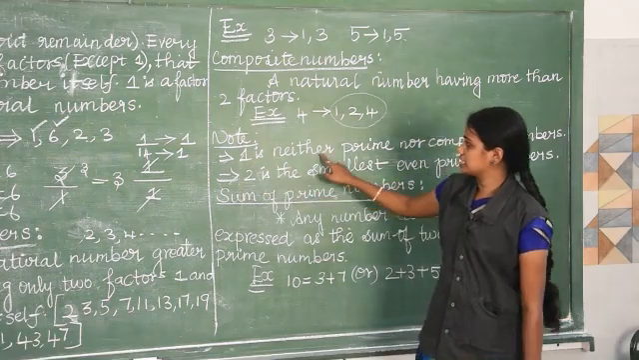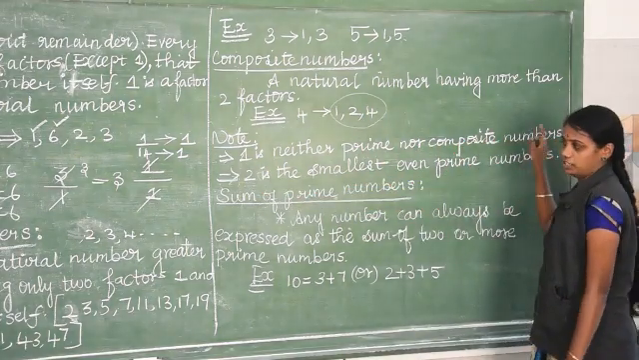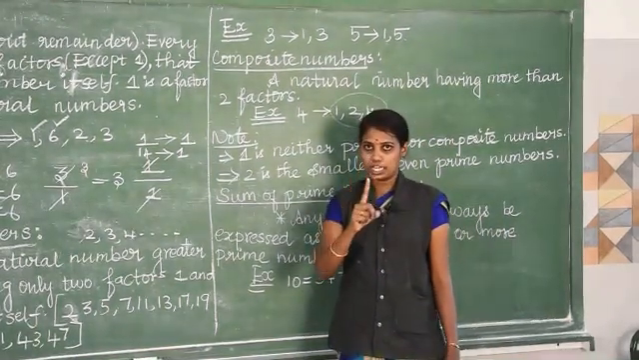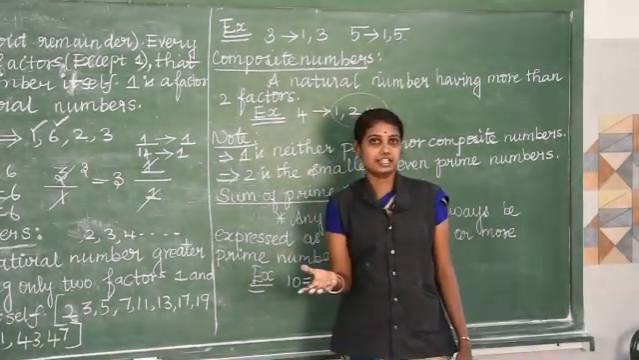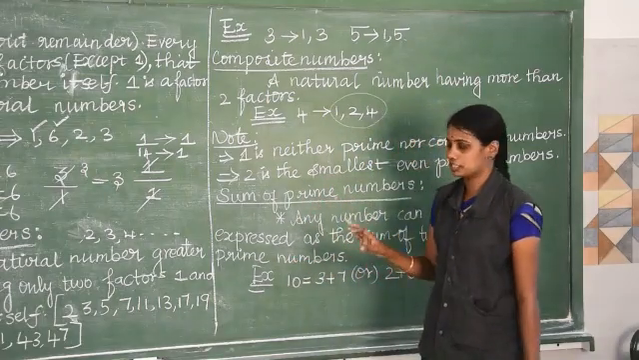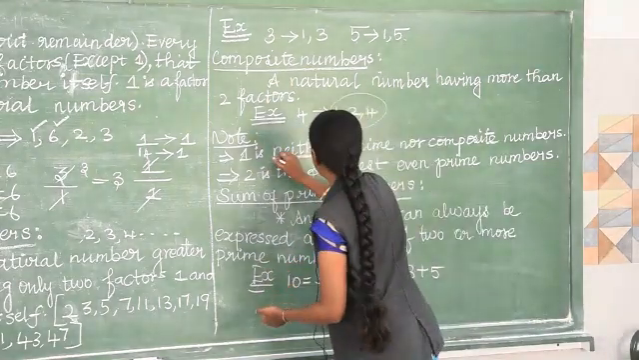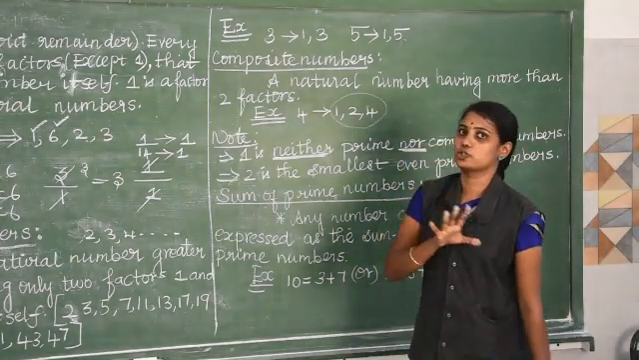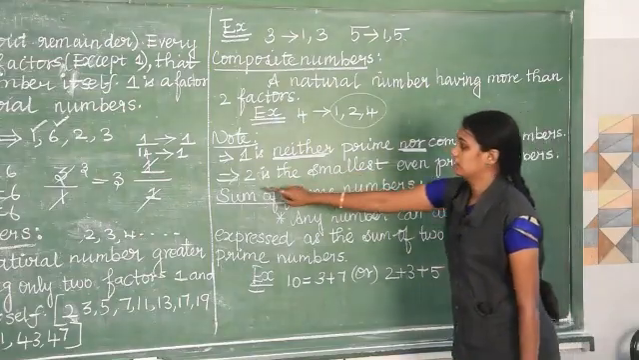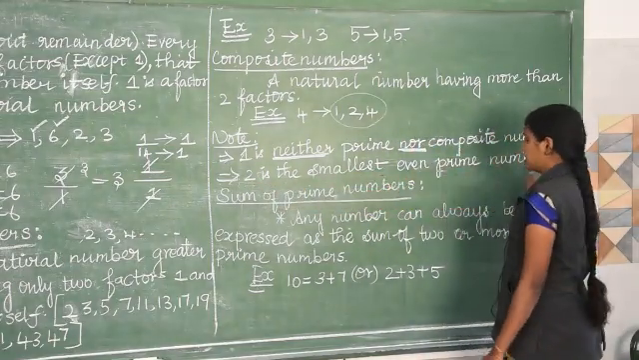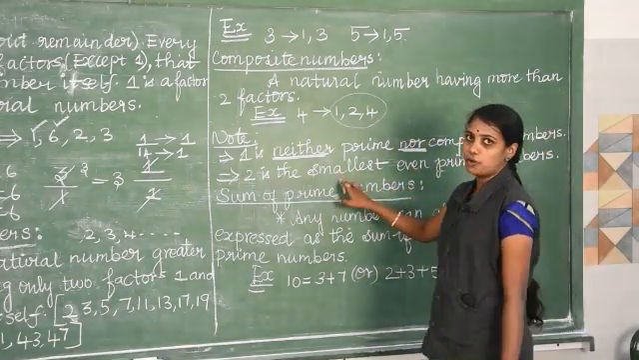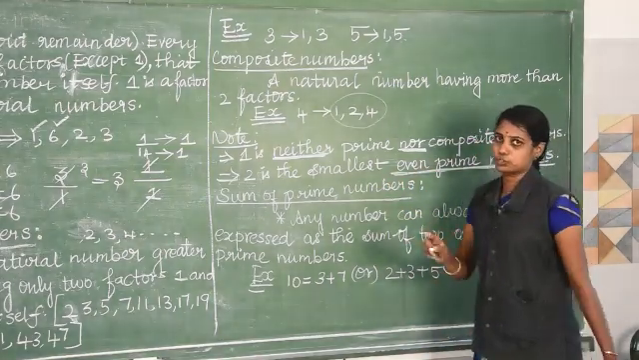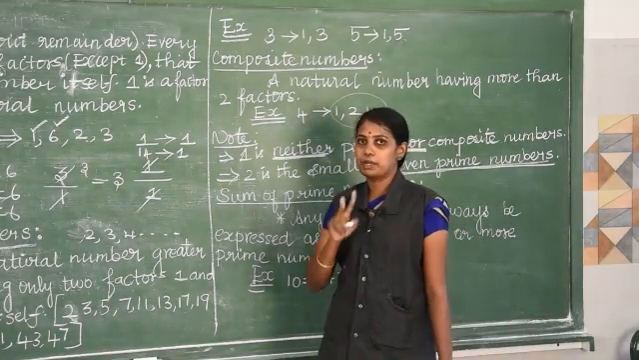Listen, 1 is neither prime nor composite. Why is 1 neither prime nor composite? Because 1 has only one factor. You cannot say that it is a prime number or a composite number. That's why we say neither nor. Neither nor means it is not a prime number and it is not a composite number. Then 2 is the smallest even prime number. Only one even prime number we have, that is 2.